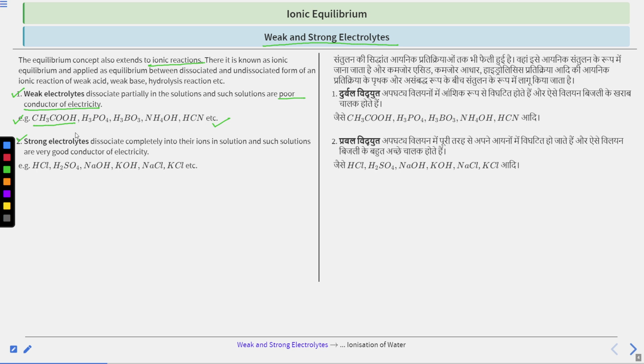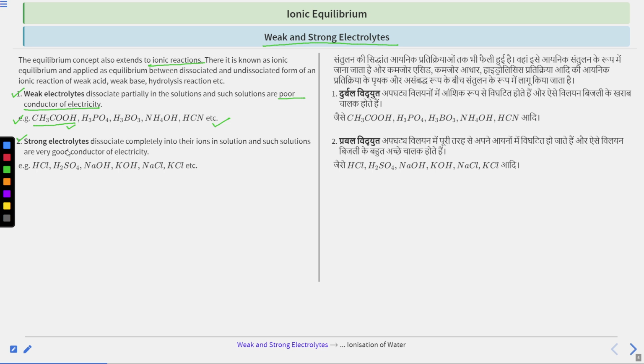They dissociate partially in the solution. Dissociating means dividing into ions. For a compound we have CH3COOH. On dissolving it into water or any solution, it dissociates into CH3COO minus and H plus. So they do not dissociate completely, because CH3COO is still a bound ion. It could be separated like CH3 plus and COO minus, but no, it dissociates combined as CH3COO minus, and H plus is released from this. So these are weak electrolytes.